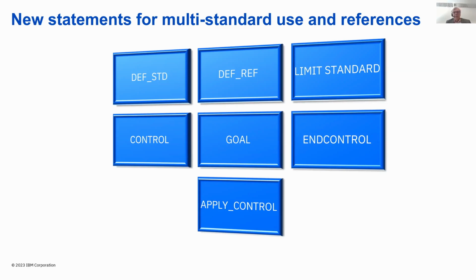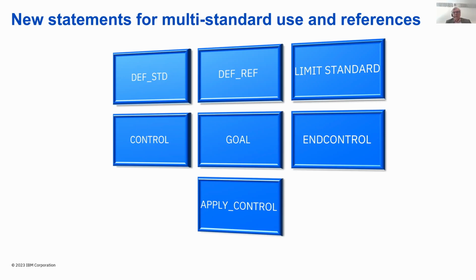That's a lot of work, but it works, and yeah, there's a new one every quarter. So we want to make it easier to support the specific version and also to support multiple versions. To that end, we added some statements to the Carla auditing and reporting language. We now have a def standard where we define a standard. We have a def ref for references. We have a limit standard to limit the output to just one standard or one version.